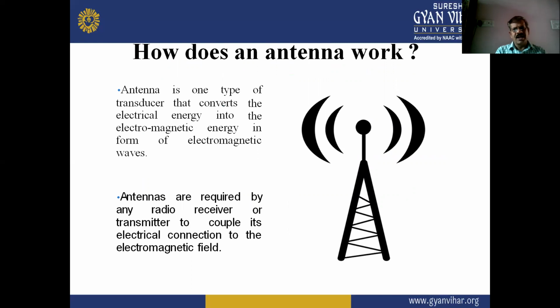So how does an antenna work? Antenna is one type of transducer that converts electrical energy into electromagnetic energy in the form of electromagnetic waves. Antennas are required by any radio receiver or transmitter to couple its electrical connection to the electromagnetic field.